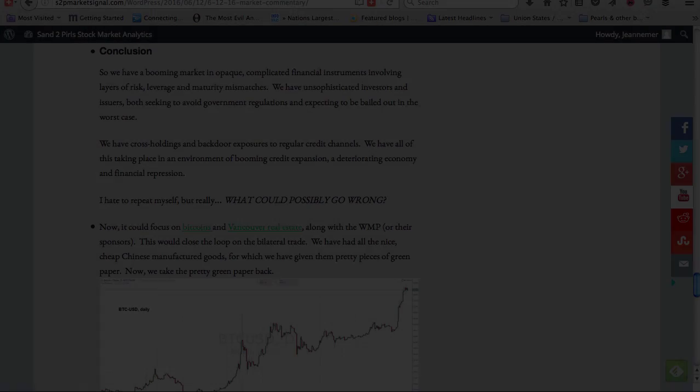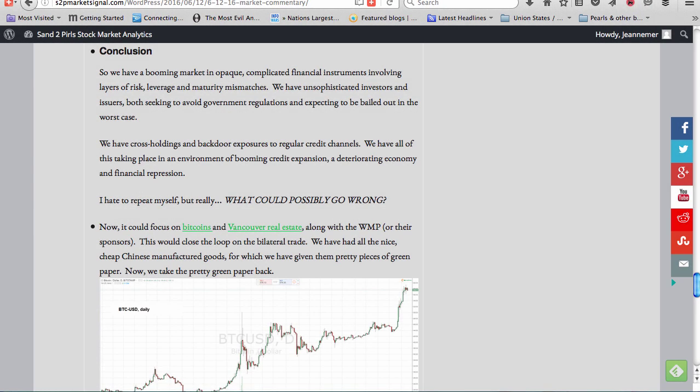Conclusion. So we have a booming market in opaque, complicated financial instruments involving layers of risk, leverage, and maturity mismatches. We have unsophisticated investors and issuers, both seeking to avoid government regulations and expecting to be bailed out in the worst case. We have cross-holdings and backdoor exposures to regular credit channels. We have all of this taking place in an environment of booming credit expansion, a deteriorating economy, and financial repression. I hate to repeat myself, but really, what could possibly go wrong?